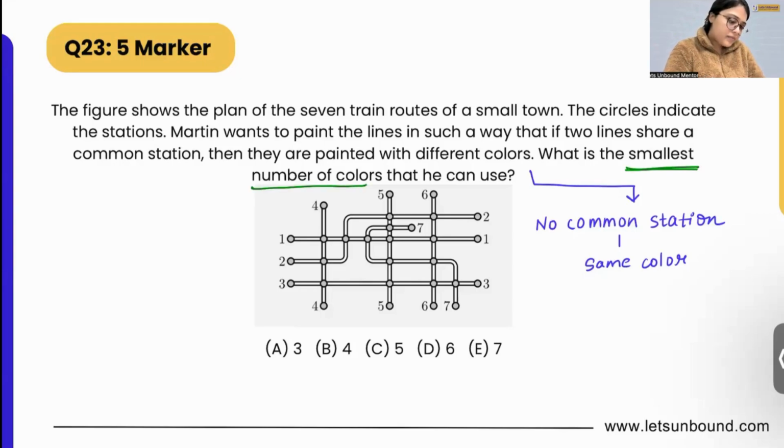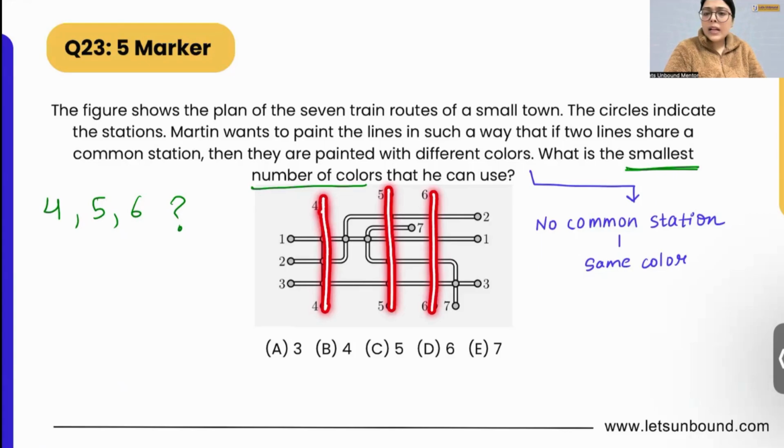Okay, so let me just have a look at the vertical stations. Can you have a look at 4, 5 and 6? Is there anything common between them? No. They're all vertical, separate station routes. Can you see? Nothing common between them. So that means, why don't I take the same color for 4, 5, 6? And let me color it green.